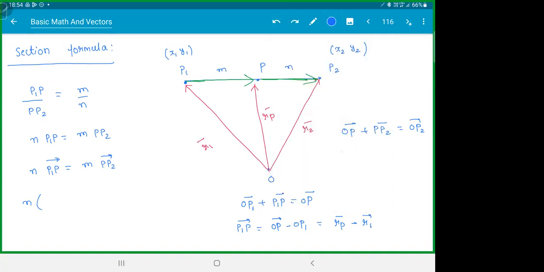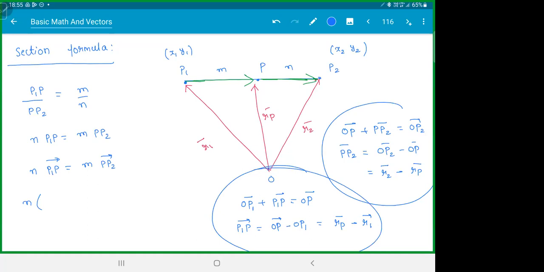So that can be written as, PP2 bar will be OP2 bar minus OP bar. So OP2 bar will be R2 bar minus OP bar will be RP bar. Can everyone please check this thing? This and this. I'm just using triangle law. This is one triangle and this is one triangle. Please ask me if you're confused on that, how I got this.